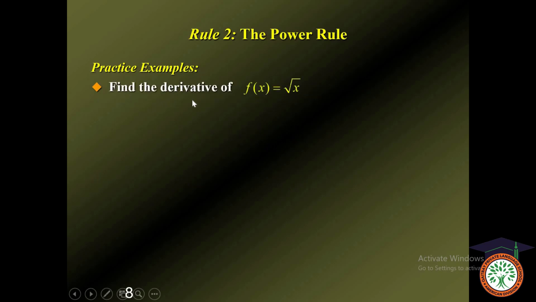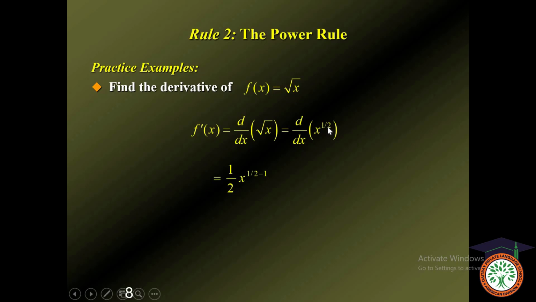Another example, find the derivative of f(x) equals square root x. You know how to rewrite square root x? Do you remember? Let's see. Square root x is x to the power half. Yes. The inner power divided by the outer power. 1 divided by 2. x to the power half.